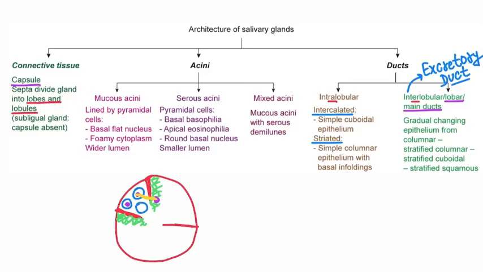Now let's discuss the architecture of salivary gland. Just like other glands, it has a capsule which dips inward to form septa that divide the gland into lobules and lobes. Something like this is present inside the lobule. These are known as intralobular ducts, which can be intercalated or striated, and the ducts which are present between the lobules are known as interlobular ducts or the main duct or the excretory duct. So these are connected to each other.